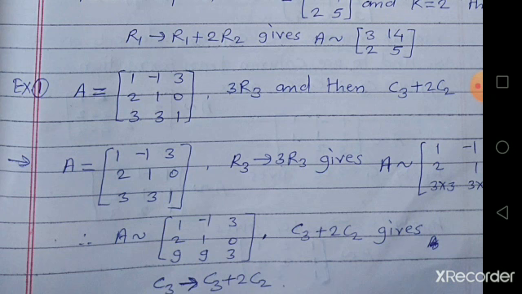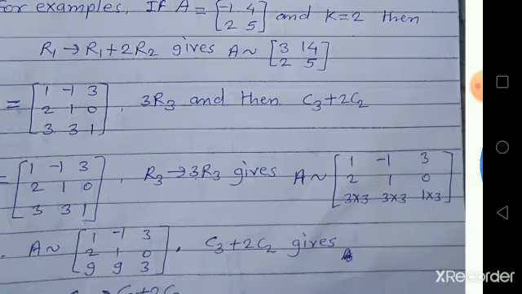R3 implies 3R3 gives the third row multiplied by 3. Matrix A is equivalent to first row same, 1 minus 1 3, second row same, 2 1 0, and third row multiplied by 3: 3 into 3 is 9, 3 into 3 is 9, and 1 into 3 is 3, so the third row is 9 9 3.